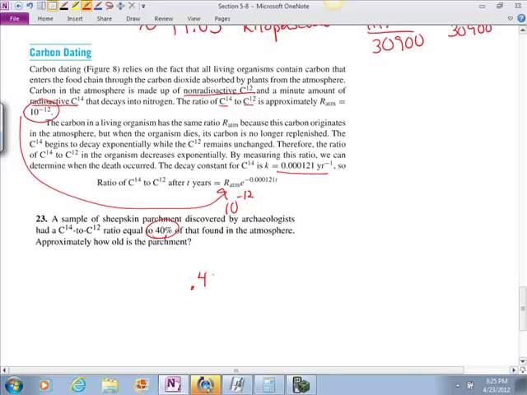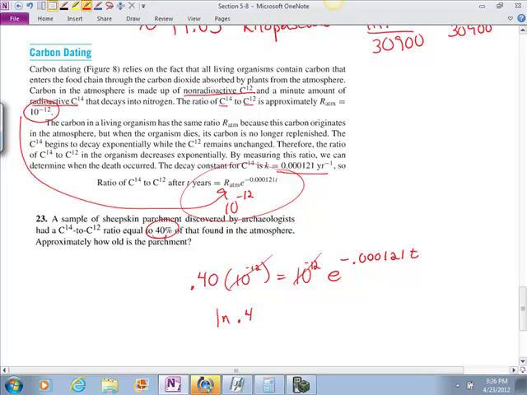So now you have 40% of 10 to the negative 12 is equal to the 10 to the negative 12 and then e to the negative 0.000121 t. So just filling in this formula using 10 to the negative 12 as your ratio in the atmosphere, and that you have 40% of it. So that's what you end up with. So if you're clever here, you realize you don't even have to worry about this 10 to the negative 12, it didn't matter. And you can solve this for t by taking the natural log.